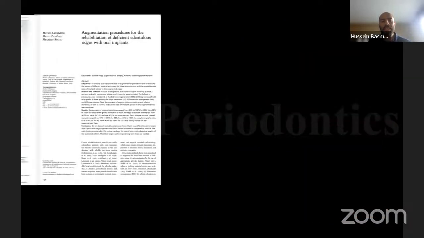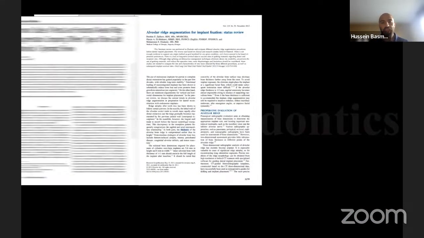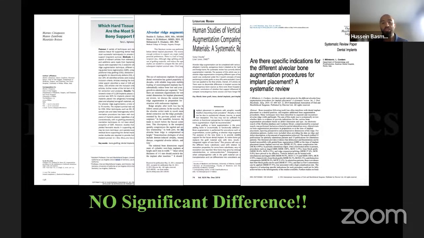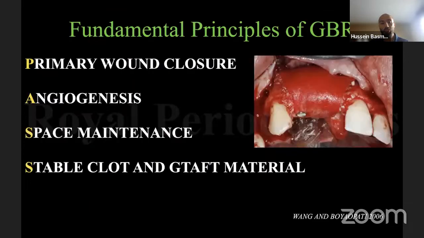So that's when we decided that none of these is a golden standard. All of them could be used, and all the literature supports that. You can use autogenous, you can use GBR, you can use distraction osteogenesis, depending on the case, and every one of these should be respected and understood really well.